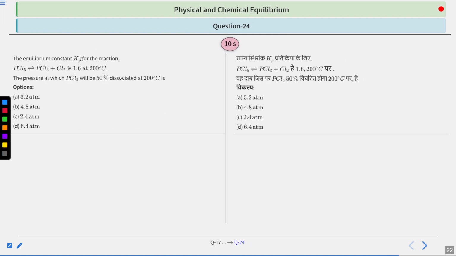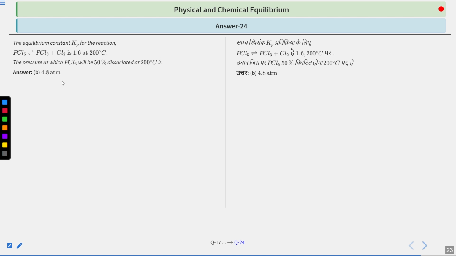Next question. The equilibrium constant Kp for the reaction, that is PCl5 decomposing to give us PCl3 plus Cl2, is 1.6 at 200 degrees Celsius. The pressure at which PCl5 will be 50% dissociated at 200 degrees Celsius is, options are A 3.2 atm, B 4.8 atm, C 2.4 atm, and D 6.4 atm. So your time to solve this question starts now. Your time is up.